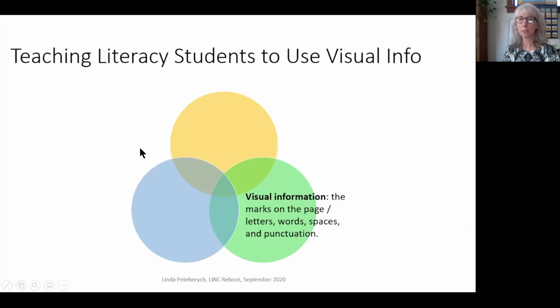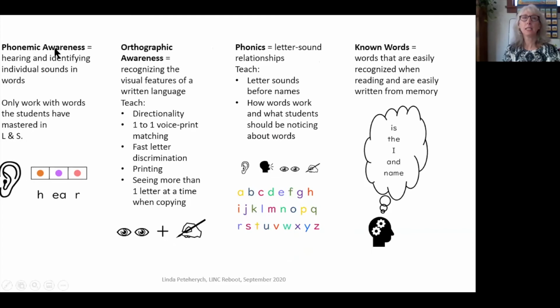So how to use visual information, the marks on the page, letters, words, and spaces. We need to teach our students phonemic awareness. They need to hear and identify the individual sounds in words, which sounds really easy for us, but the sounds of English may be very different from the sounds of their language. So hearing and recognizing these sounds is not necessarily easy, let alone hearing them in order in new English words. So that's an important skill to develop. And you can work on that with different activities, maybe 10, 15 minutes each class.